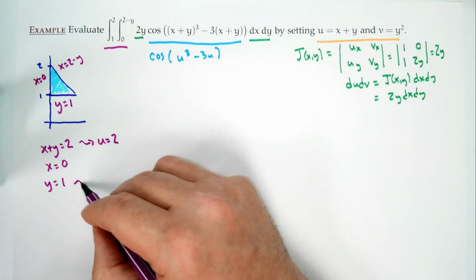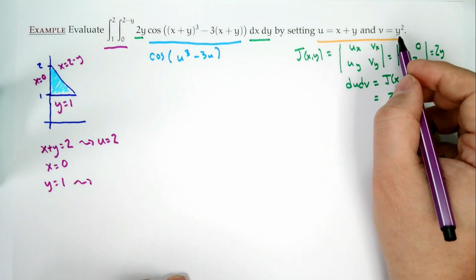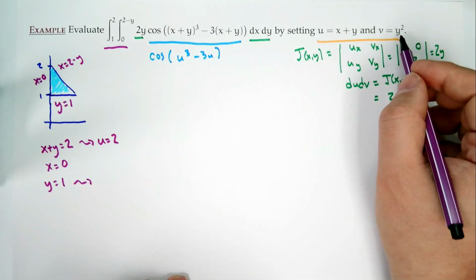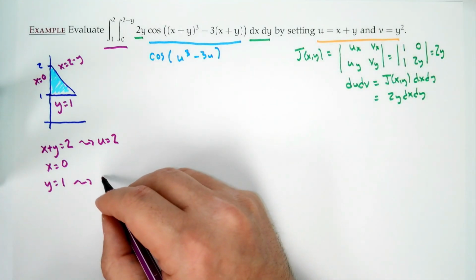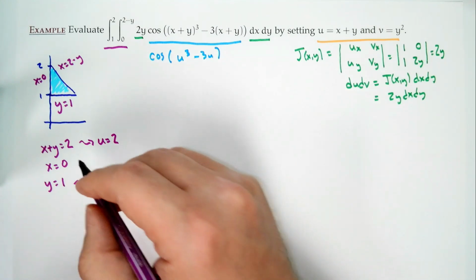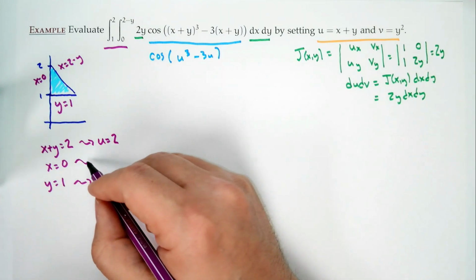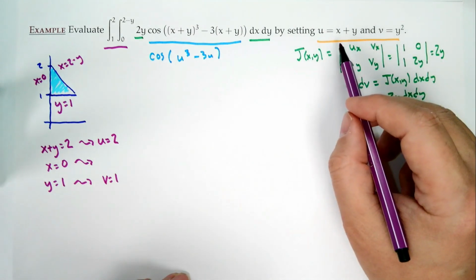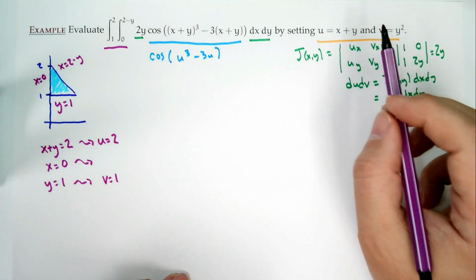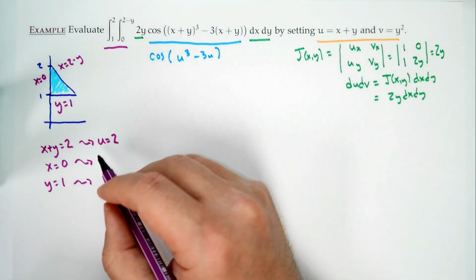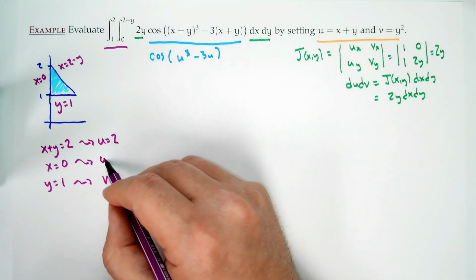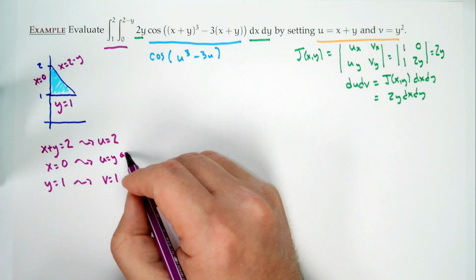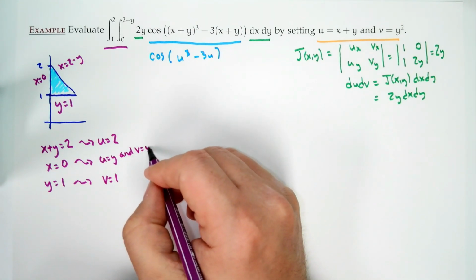Y equals 1. Well, I can see v is y squared. So if y is 1, that says that v is 1. You probably noticed I skipped over 1. Okay, x equals 0. Now notice there's not really one of these that has an x in it. So let's suppose I know that x equals 0. What I can conclude is that u is equal to y, and I can conclude that v equals y squared.